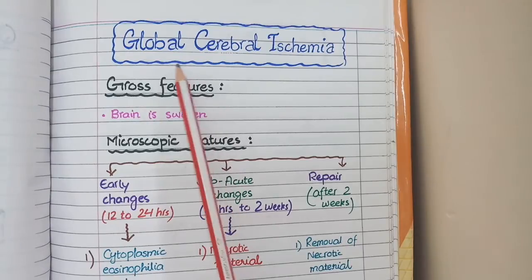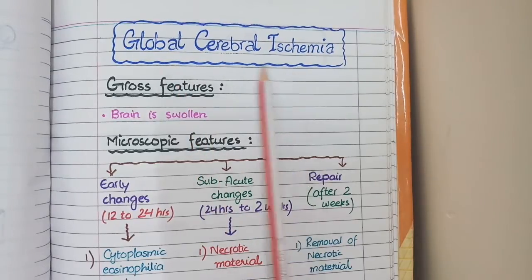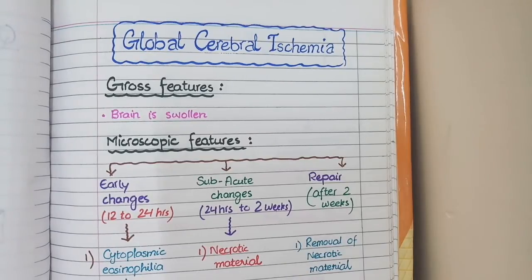In global cerebral ischemia, ischemia or loss of blood supply to the whole of cerebrum causes cytotoxic injury of the cells, and this cytotoxic injury causes cytotoxic edema. And due to this edema, the brain appears swollen. So on gross specimen, you see the brain is swollen.